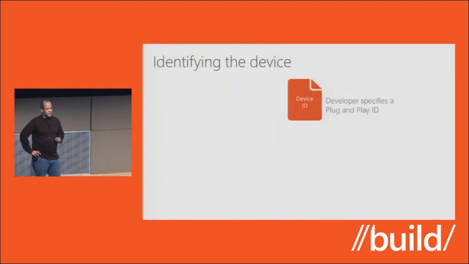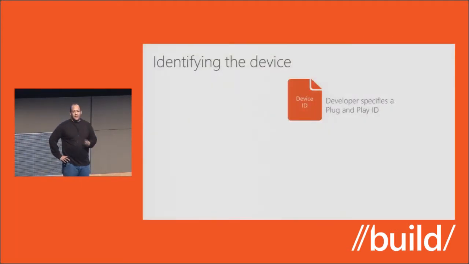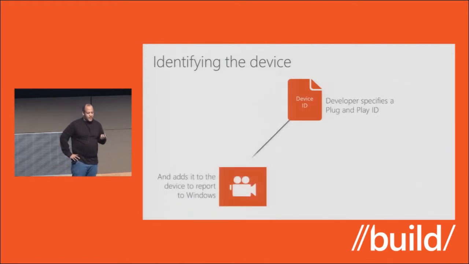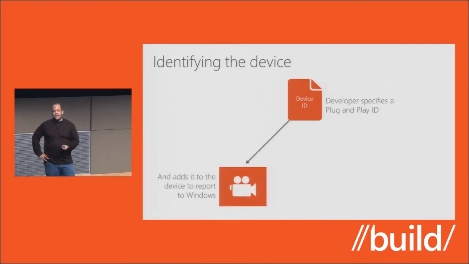So how does it work? The first thing you want to do is connect. You want to give your device an identification. Typically this will be a VID and a PID, a vendor ID and a product ID. You put this ID in your device, so that when your device connects to Windows, we get this PNP ID, this plug-and-play ID. This allows us to identify your device.